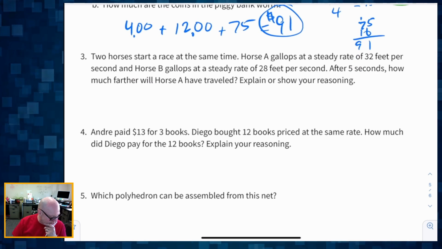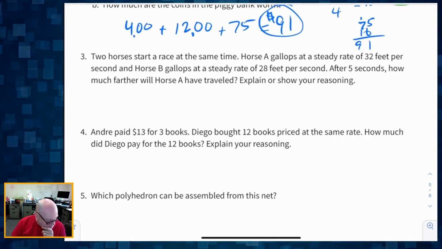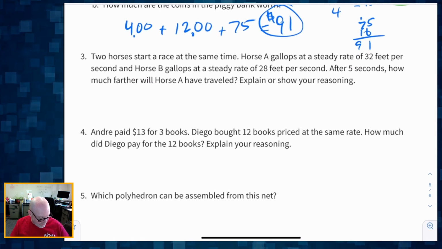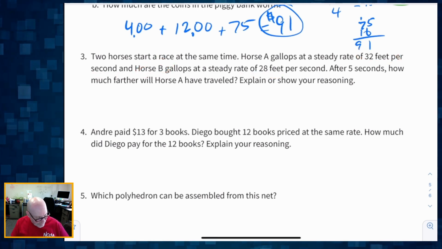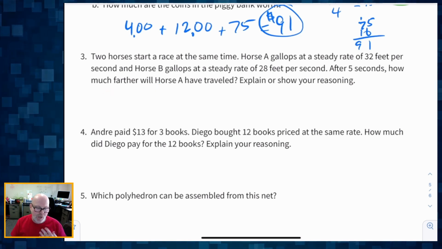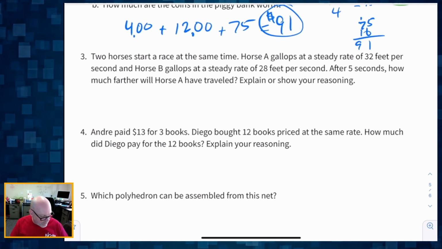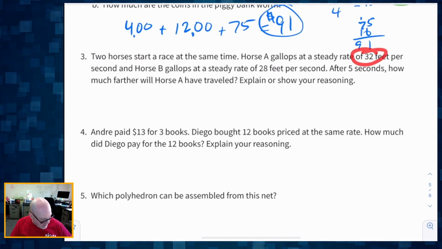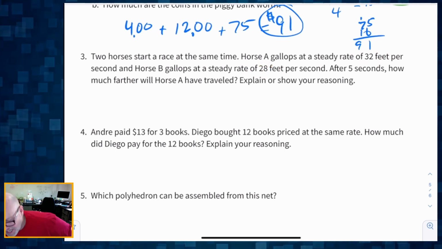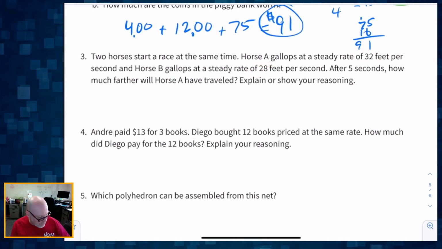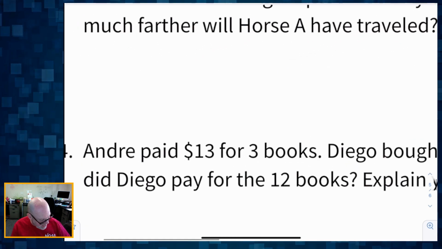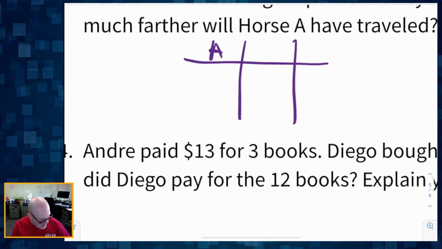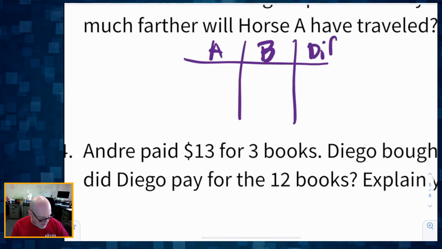Number 3, 2 horses start a race at the same time. Horse A gallops at a steady rate of 32 feet per second. Horse B, steady rate of 28 feet per second. After 5 seconds, how much farther will horse A have traveled? All right, so we have a ratio here of basically 32 to 28. And we want to, well, heck, I think what I'm going to do is I'm going to make a table on this one. I like the idea of a table. So we've got A, B, and the difference between these two.